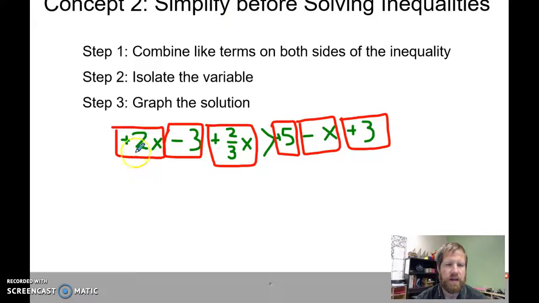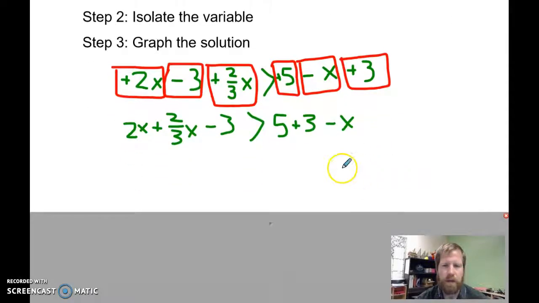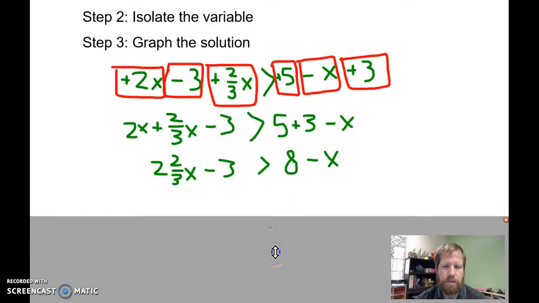Right? So I can rewrite this as 2x plus 2/3 x minus 3 is greater than 5 plus 3 minus x. And then I can combine that to be 8 minus x, and this to be 2 and 2/3 x minus 3.